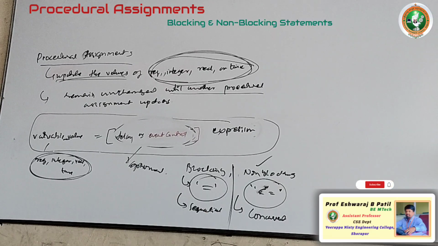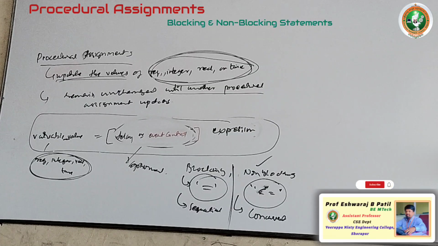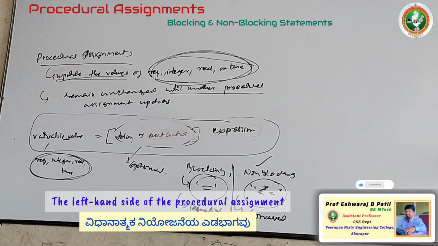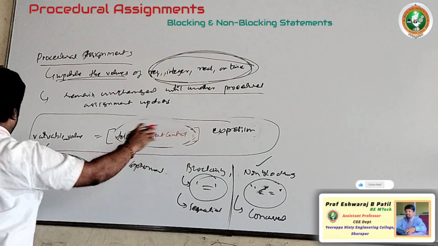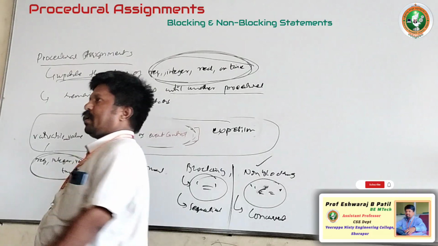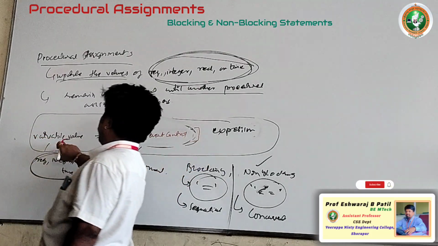Next point, the left hand side of the procedural assignment. This is the left hand side, variable value.